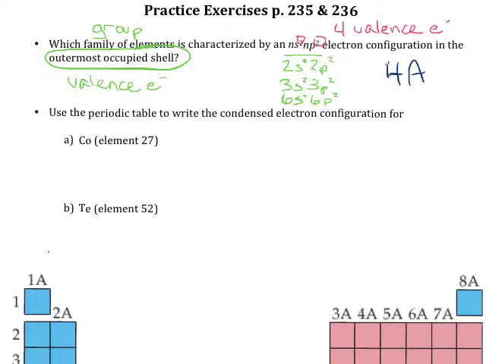Okay, taking a look at the next question, they're asking us to use the periodic table to write condensed electron configurations. What a condensed electron configuration allows you to do is, instead of writing out a full electron configuration telling you the location of every single electron, you can use a shortcut, and that shortcut is using the noble gas before the element.